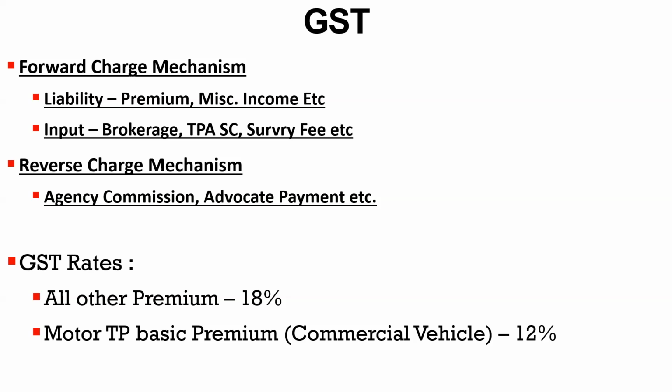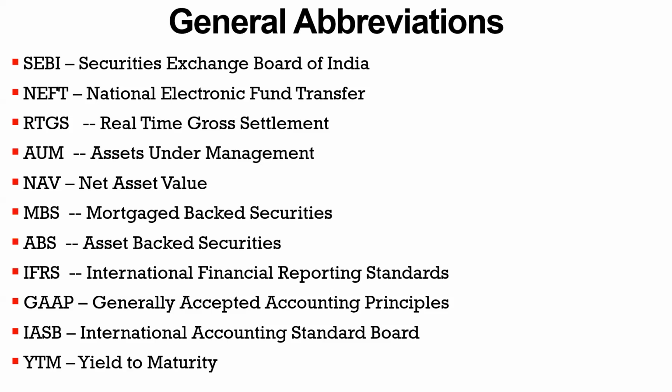GST rates. Insurance as of now is 18%. Only for commercial vehicles, basic TP premium is 12%. This is just to be remembered. So this is the last one.